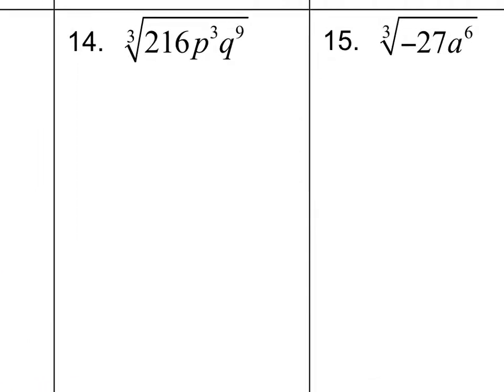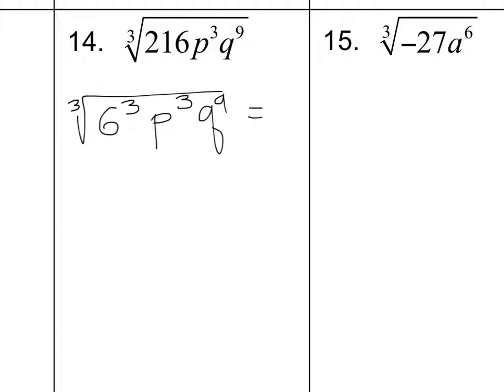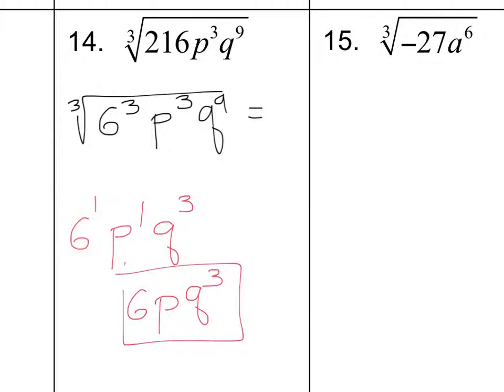Cubic root of 216 p to the 3rd, q to the 9th. Now, we all know that 216 is basically 6 times 6 times 6, so it's 6 to the 3rd, p to the 3rd, q to the 9th. Now, this is an easy one since all the powers are divisible by the index. 3 divided by 3 is a 1. So the power of my answer is 1. 3 divided by 3 is a 1. And 9 divided by 3 is a 3. So my answer is 6pq to the 3rd. Now let's move on to number 16.